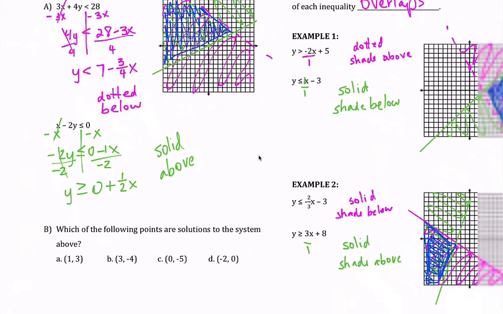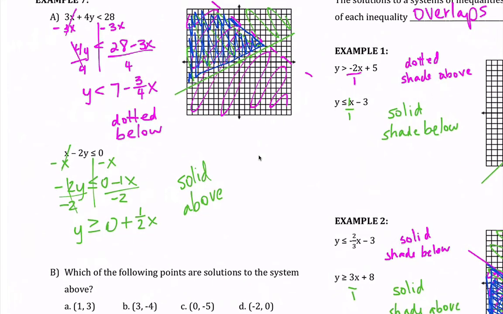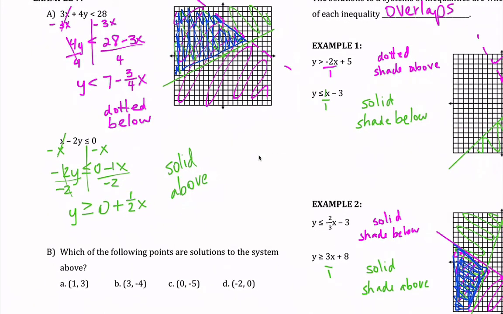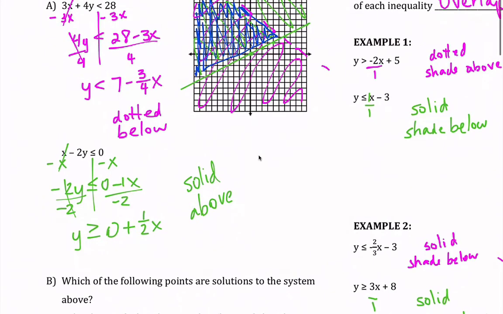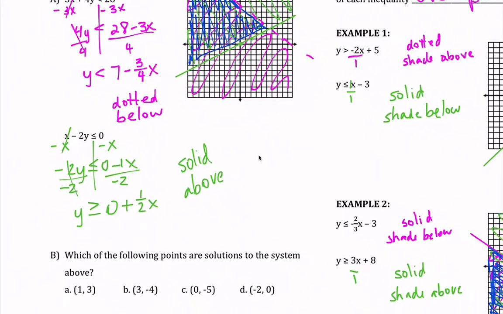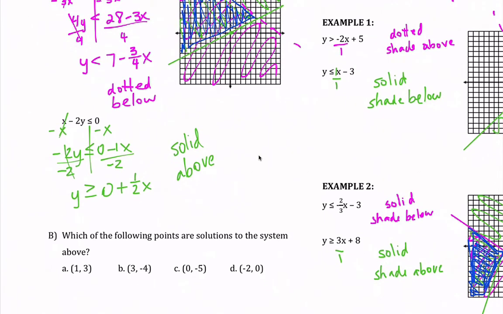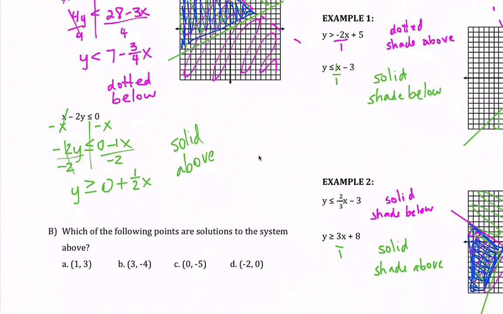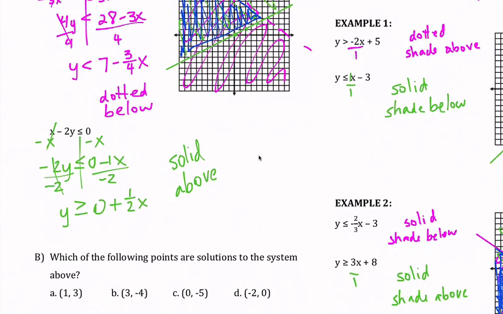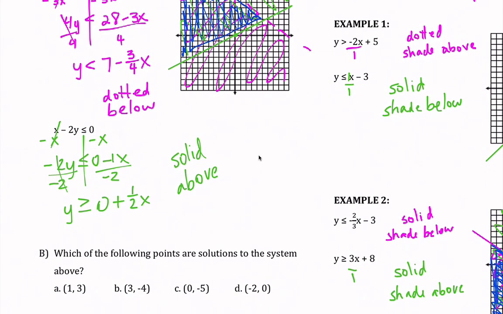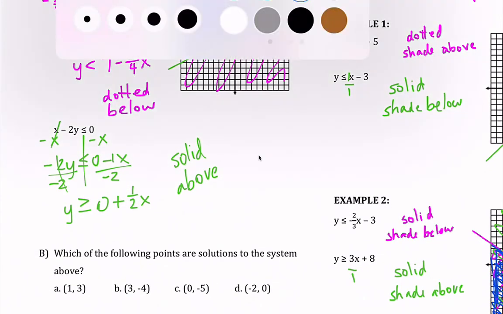Okay, so the next part is asking which of the following points are solutions to the system. So I'm going to plot each of those points. Let's see if I can get this right. It's a little too big yet. It's so glitchy. All right, I'm going to try to use a completely different color. Let's see if brown will show up.